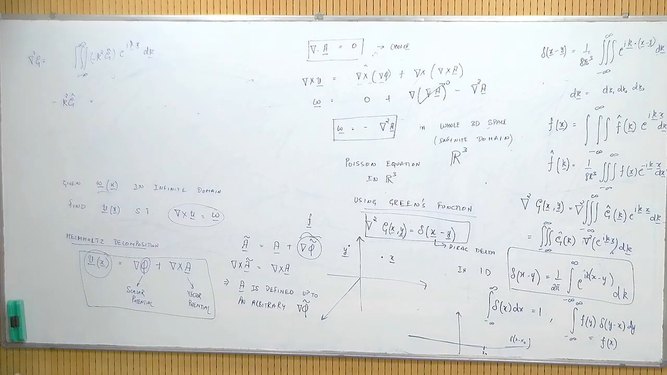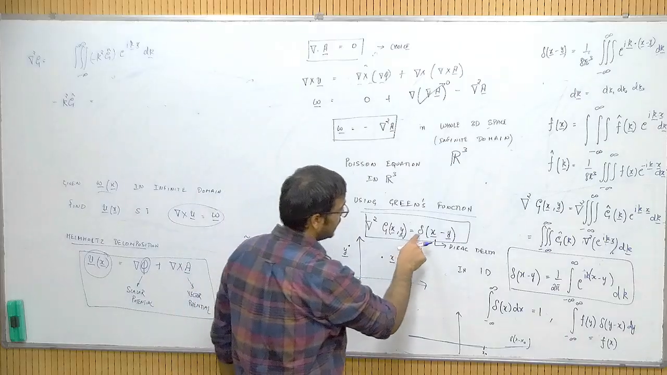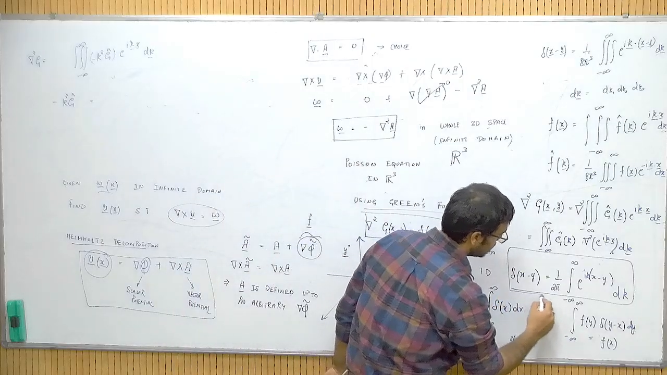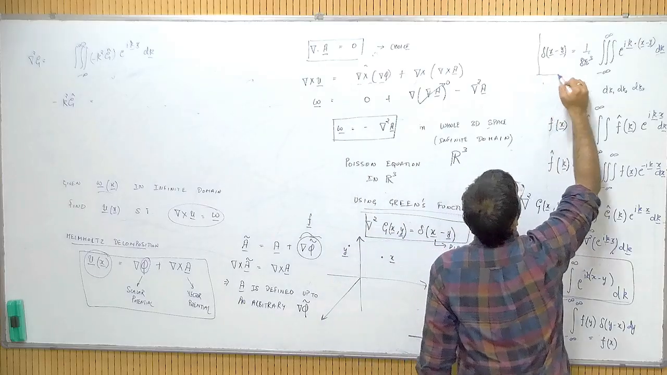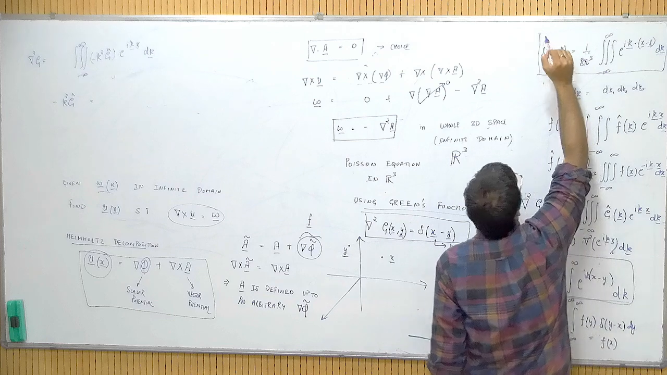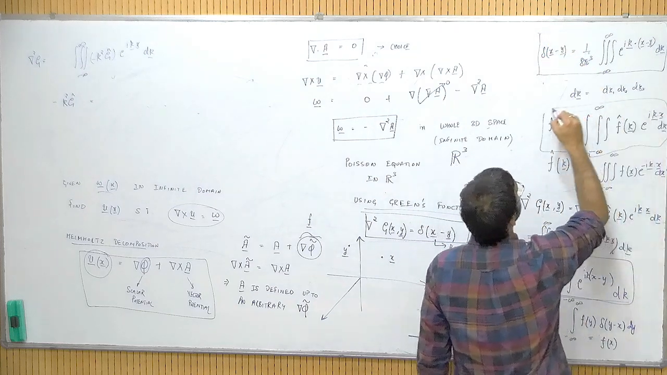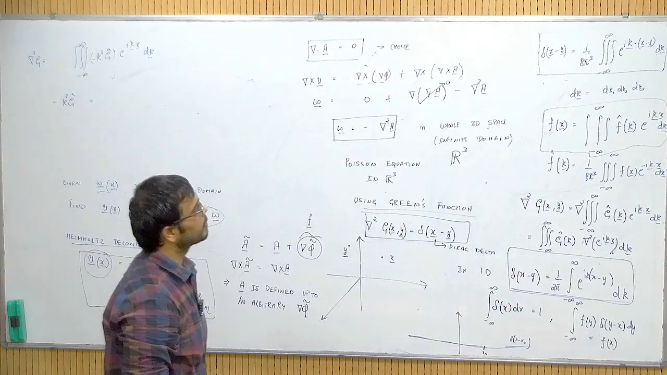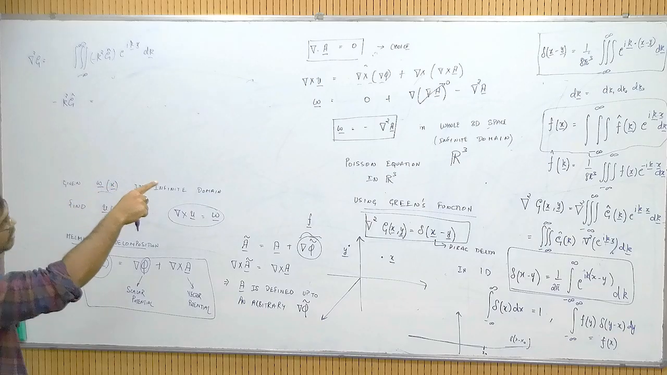Okay. What is the Fourier transform of delta x minus y? If you just look at these two expressions, this and this, what is the Fourier transform of delta x minus y? Just look at that expression.